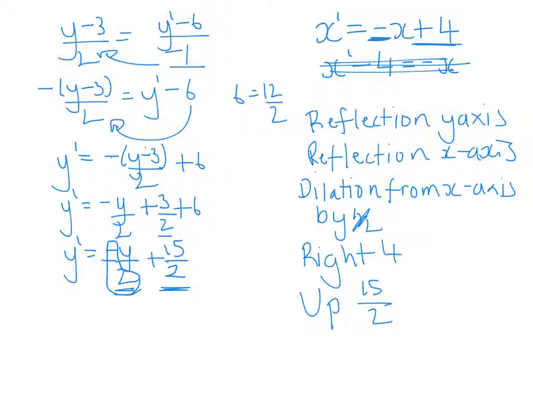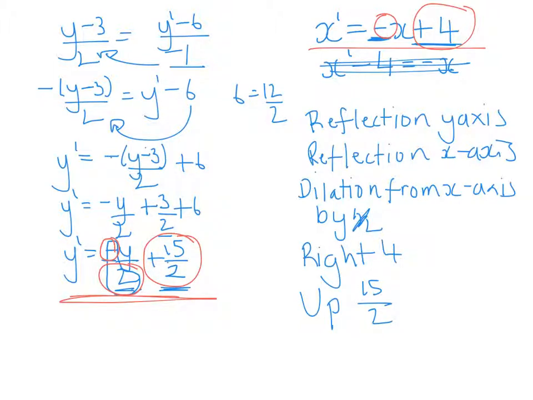Now why did I do the reflections and dilations first? If you think about the order of operations in this equation and in this equation, the negative for each of them had to come first, then the divided by 2, and then the moving left to right or up and down. That's why I did them in the order that I did.